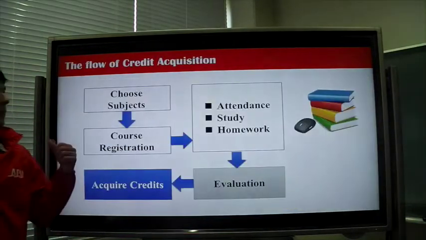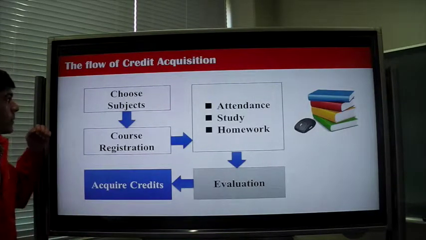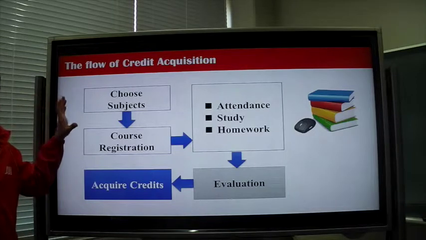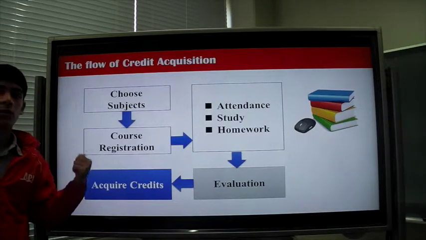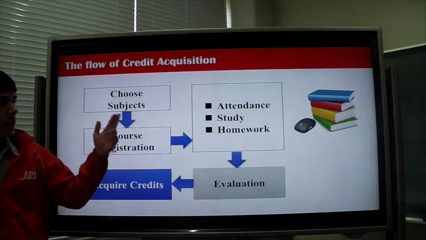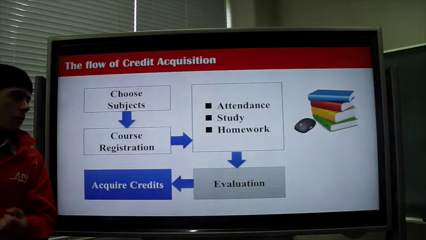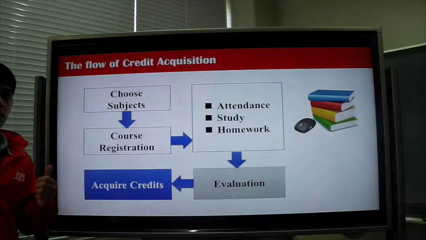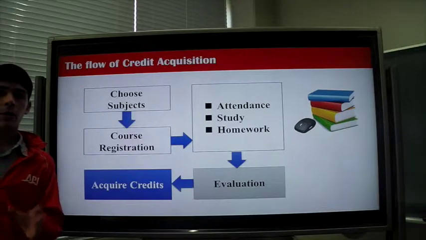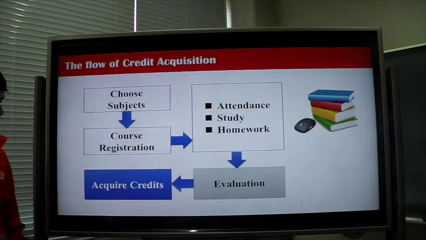And then next, we have flow of credit acquisition. In APU, you choose your subjects by yourself, and after you choose, you will register for the courses during the course registration. And you will attend the class, study, do your homework, and after your instructor evaluation, you will acquire credits for each subject. In APU, we have a required amount of credits for your graduation, which you have to complete.